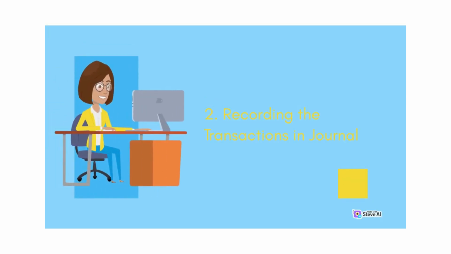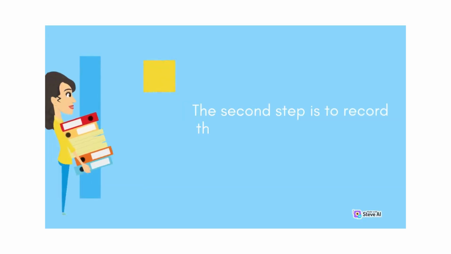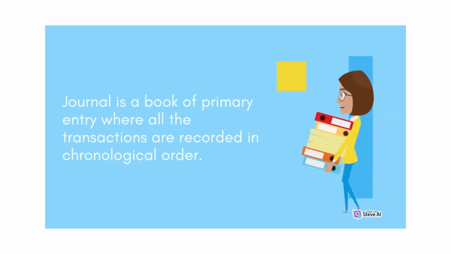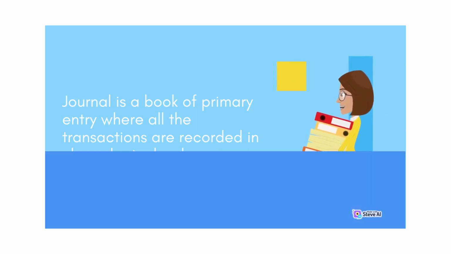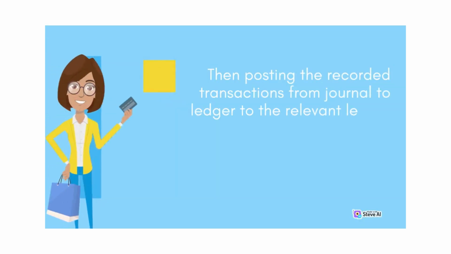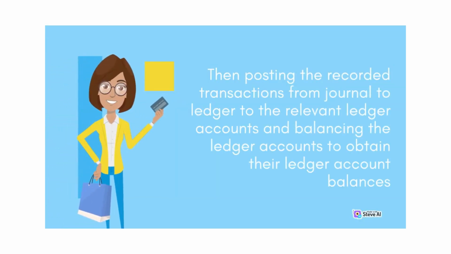2. Recording the transactions in journal. The second step is to record the financial transactions in the journal. Journal is a book of primary entry where all the transactions are recorded in chronological order. 3. Posting the recorded transactions to ledger accounts. Then posting the recorded transactions from journal to the relevant ledger accounts and balancing the ledger accounts to obtain their ledger account balances.